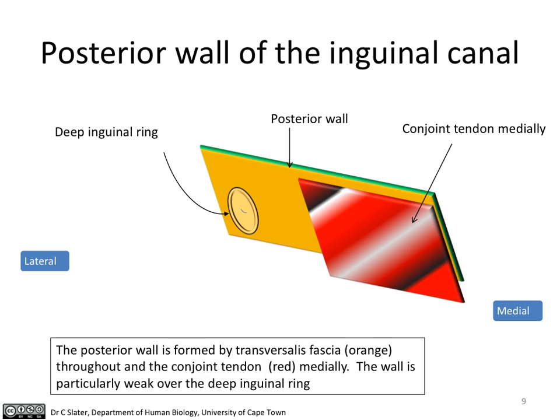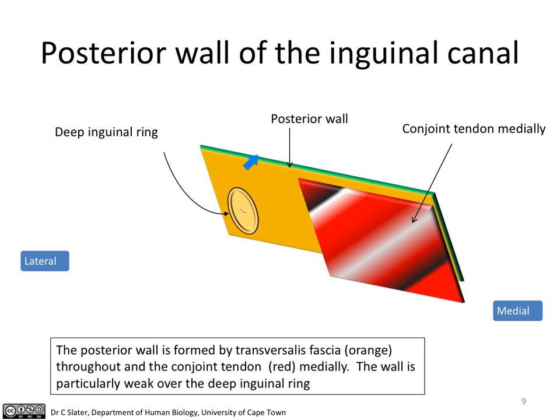So looking at some more detail of the posterior wall, you can see here the deep inguinal ring, which we know is an area of weakness, and the conjoint tendon, which is arched over, then comes round and attaches just anterior to the posterior wall, reinforcing it medially. We'll see why this is important in a moment.